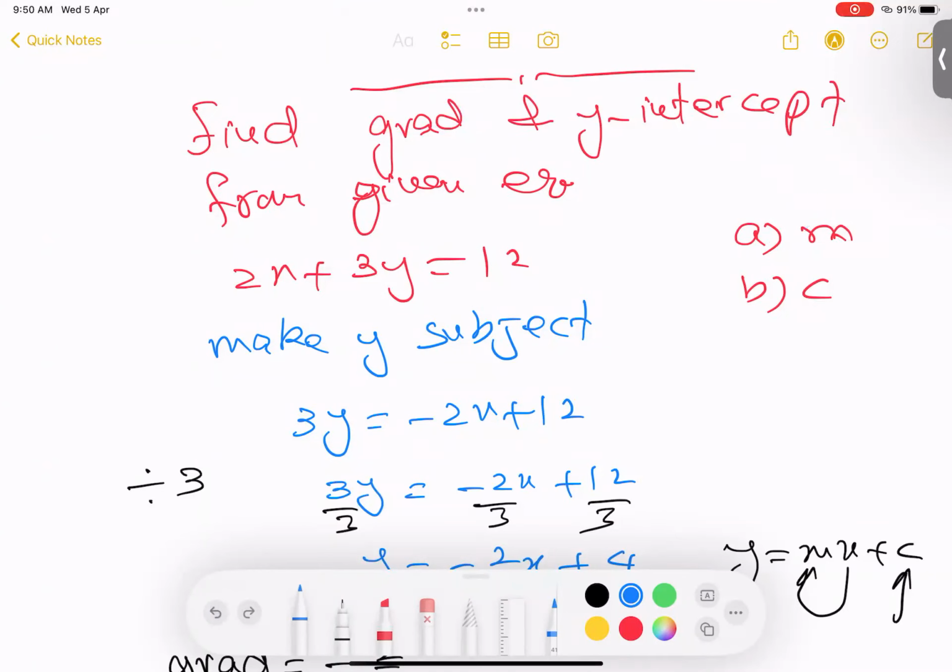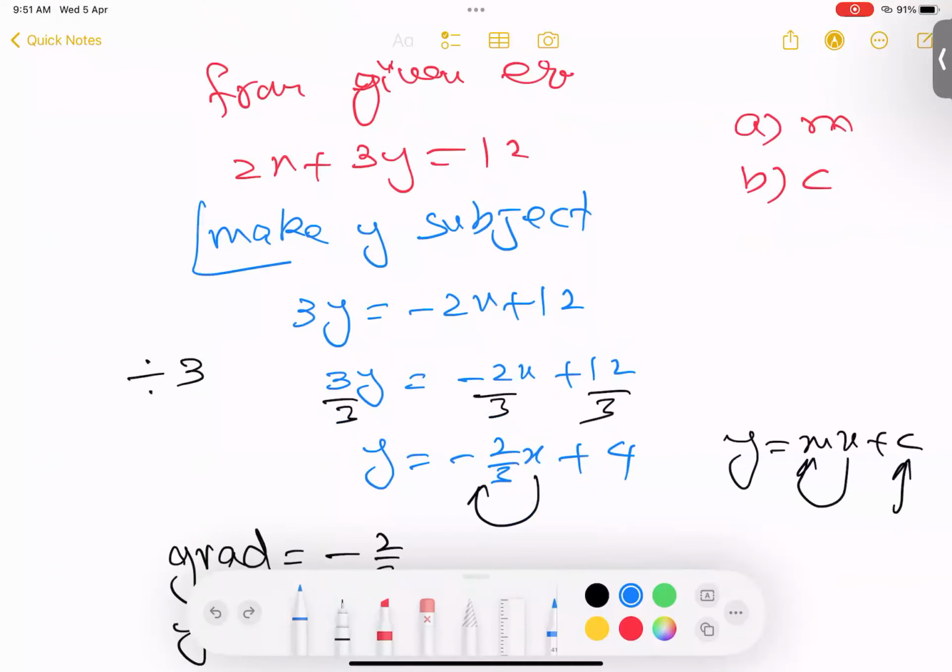Gradient. And what does C stand for? Y-intercept. So let's see how we can tackle that issue. First of all, we will make y the subject. What subject? Y subject. All of you are familiar.